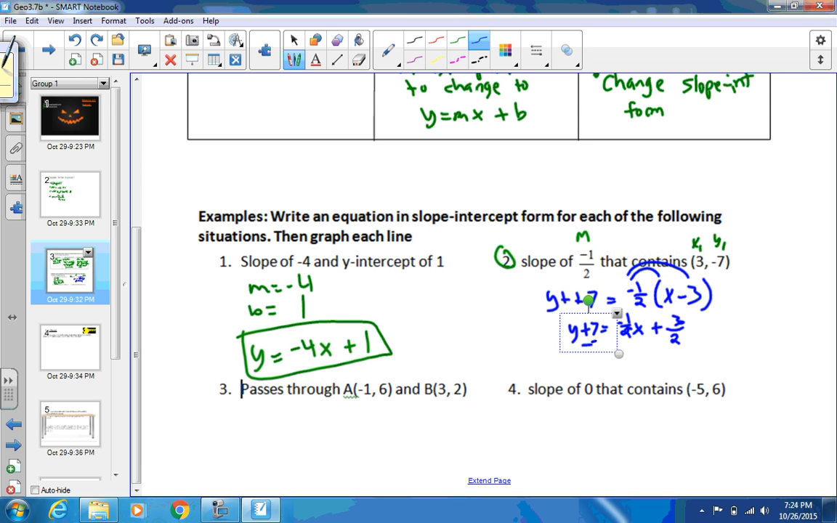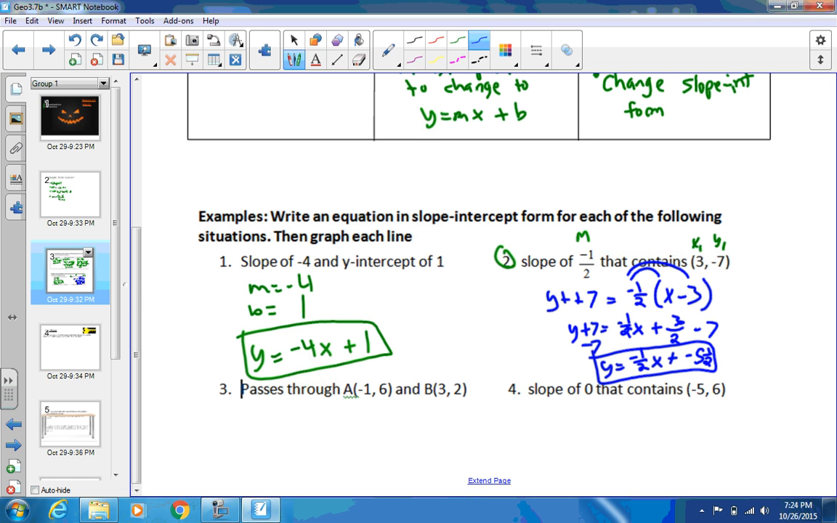Then we subtract both sides by 7, doing the inverse operations here. So it'd be 1/2 minus 7, which would be -5/2. We have y equals -1/2 x plus, I think it's -5 1/2, 5.5. Okay, so there's our equation in slope-intercept form. Because it says to write them in slope-intercept form.